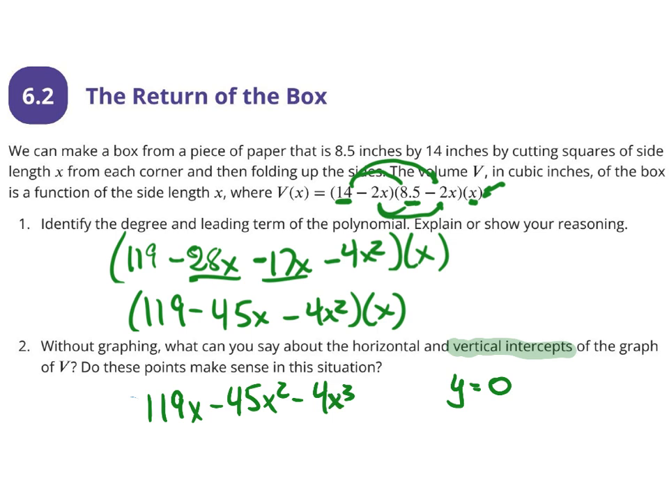We're going to rewrite this in proper order. Negative 4x cubed minus 45x squared plus 119x. There is no constant term in this, and that tells me that this graph goes through 0.